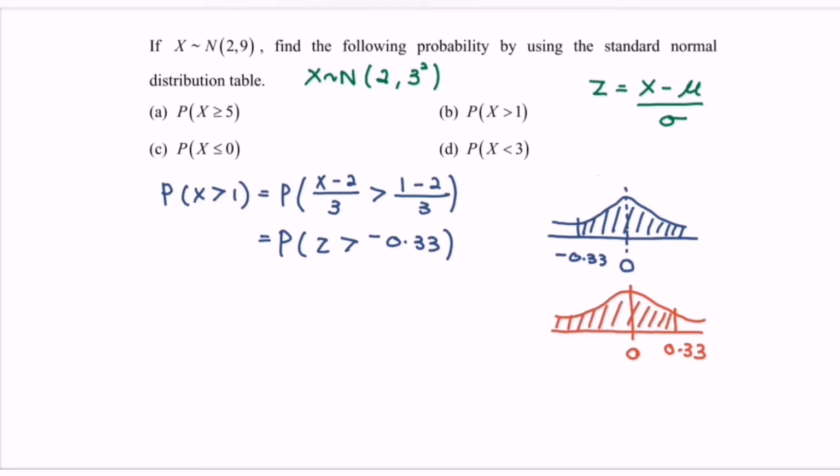Rewrite the formula where we have 1 minus the probability that z is greater than 0.33. The probability that z is greater than 0.33 will be this part. We are going to eliminate this part, the probability that z is greater than 0.33, in order to find the area under the curve, or the shaded region. By referring to the table, we find the probability that z is greater than 0.33.